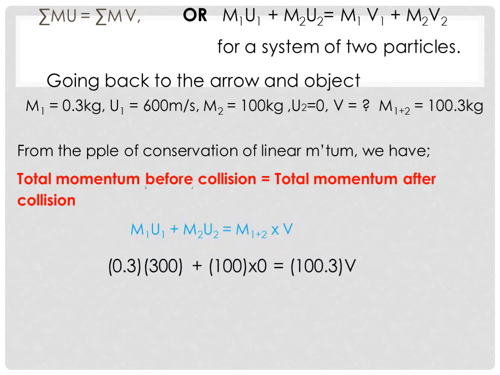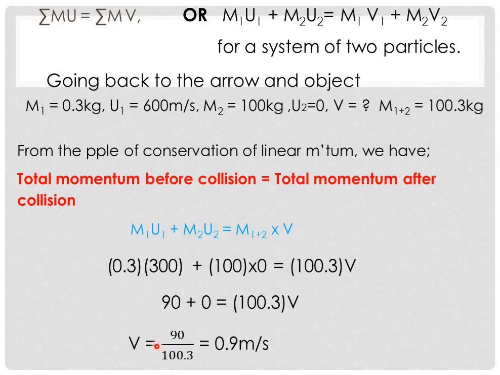Look at what we have now. 0.3 times 30 is equal to 9, and 100 times 0 is equal to 0, and we bring down 100.3 V. Okay, what is V? V is equal to 9 divided by 100.3. It gives us 0.09 meters per second.